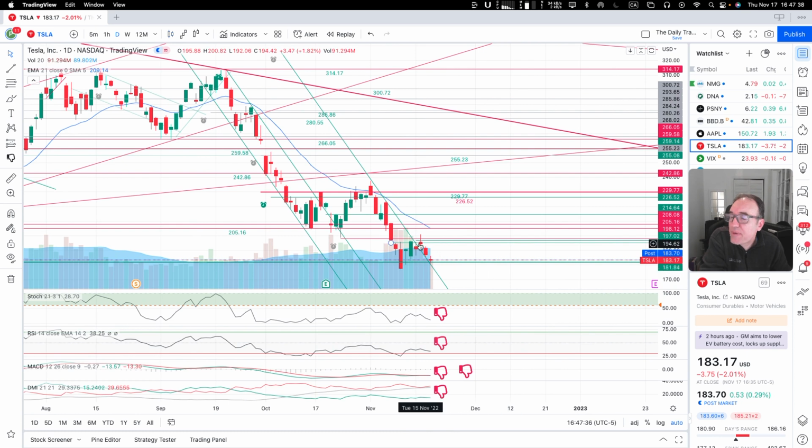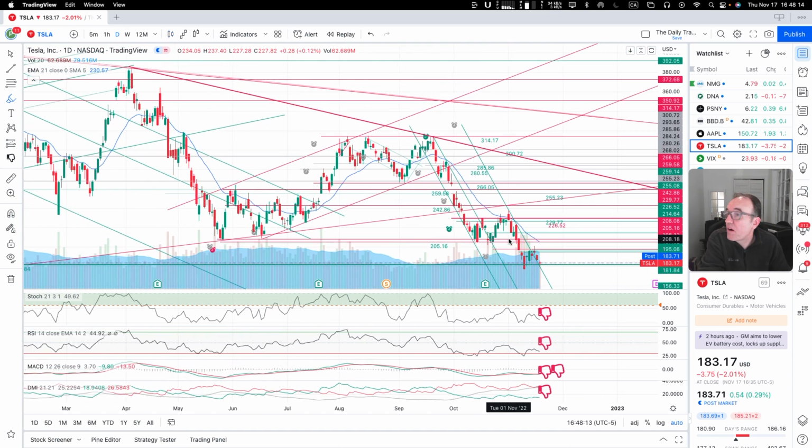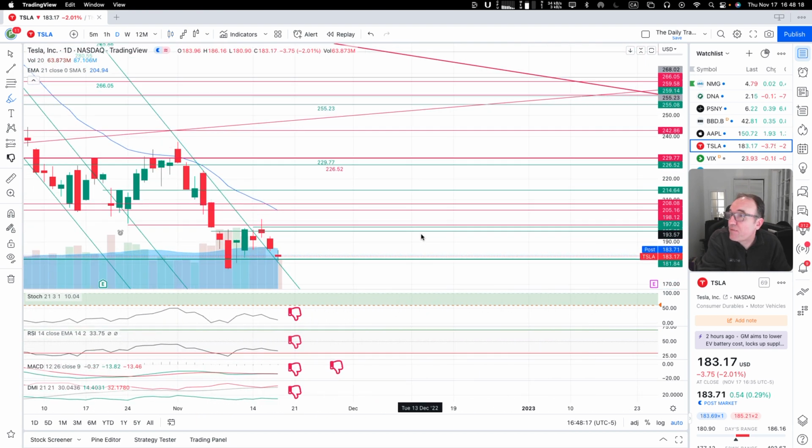So since these past couple of days, Tesla has just been down. This is not really a double resistance. This is really a different channel. We came out of it on Tuesday and we have been down ever since. So right now we are just a little bit above our support at 181.84.